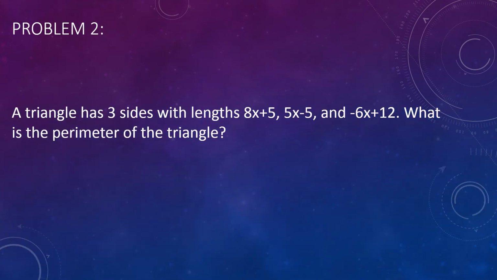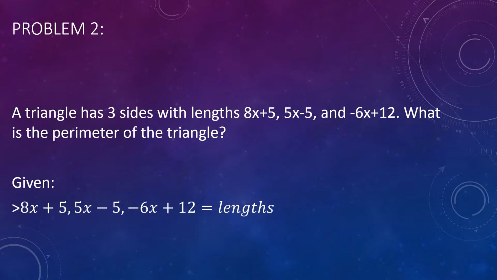For sample problem number 2. A triangle has three sides with lengths 8x plus 5, 5x minus 5, and negative 6x plus 12. What is the perimeter of the triangle? Now, let's identify first the given, which are 8x plus 5, 5x minus 5, and negative 6x plus 12, which are our lengths.